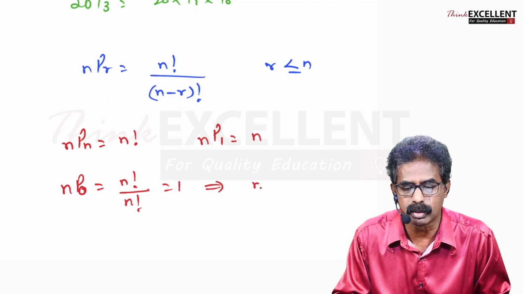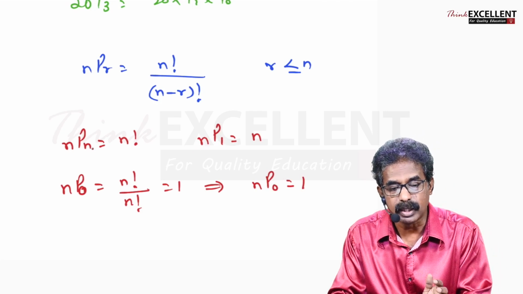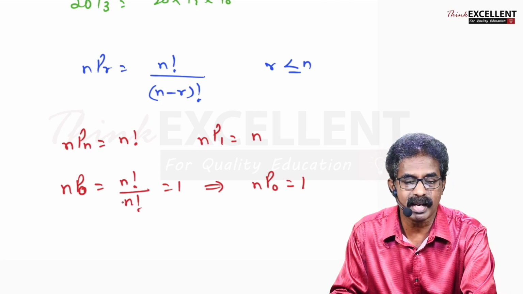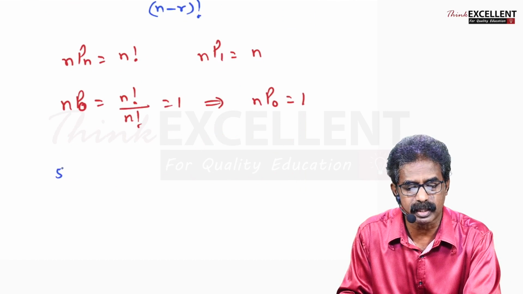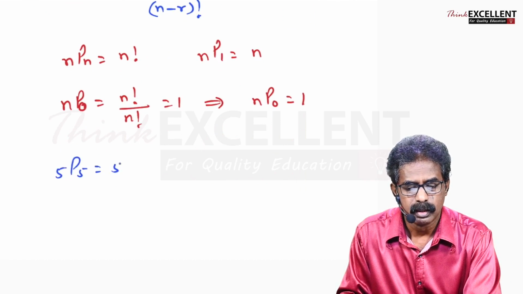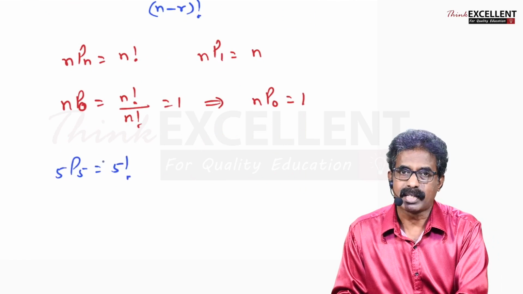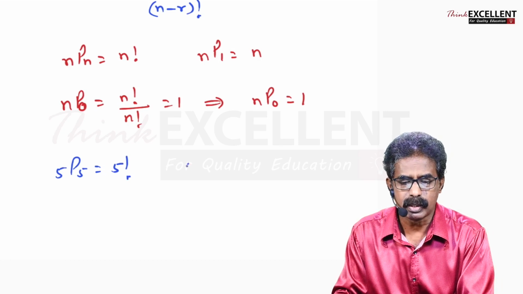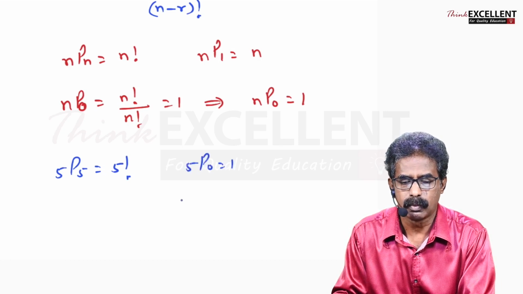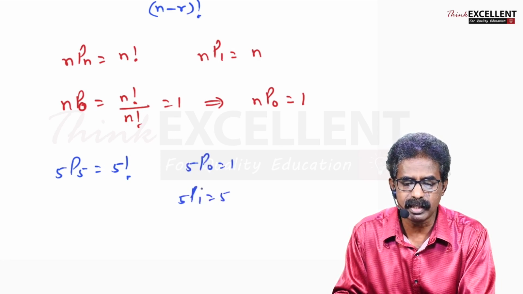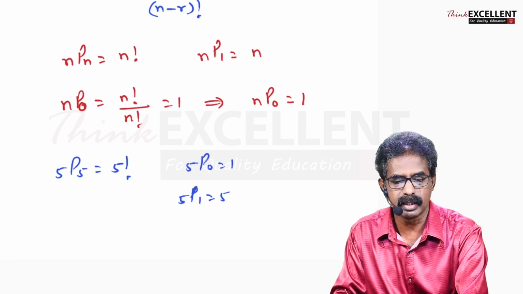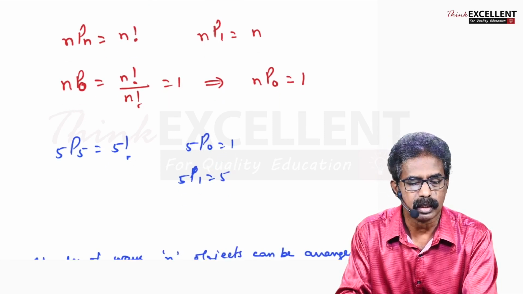For objective questions, you remember all these. nP0 is equal to 1, nPn is equal to n factorial. So 5P5, what is 5P5? 5 factorial. So nPn is n factorial, so 5P5 is 5 factorial. What is 5P0? 1. What is 5P1? It is 5. Start with 5, write only 1 term. Okay, so all these things you remember.